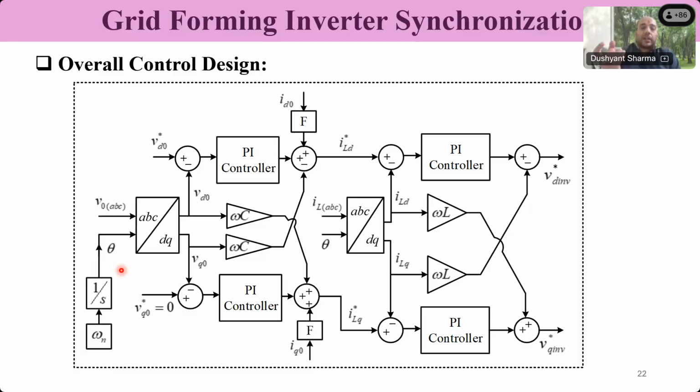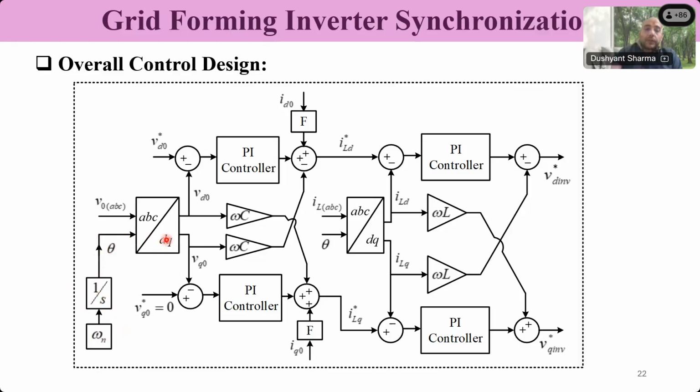It can produce its own frequency. What we do, we can just put its own frequency reference, like shown here, omega n. So what this omega n does, it gives a constant frequency reference. Okay, the inverter will produce constant frequency. This omega n integrated will get theta. So here now the difference is that we don't need any PLL, rather we just integrate a constant frequency reference, and constant frequency reference will give angle, and this angle will be used for the grid forming inverter control.